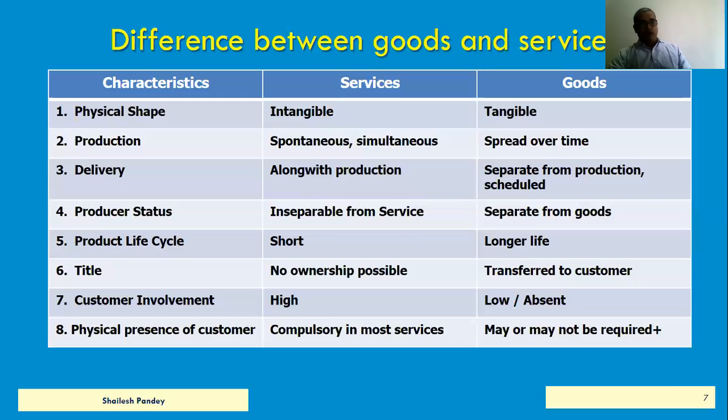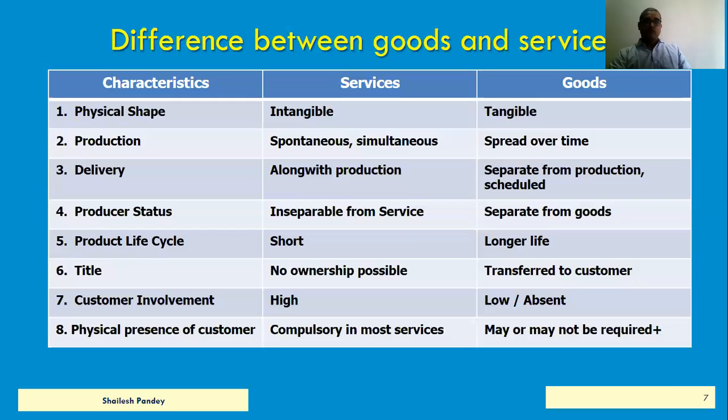Now the product life cycle. The services' product life cycle is very short. Whenever they are produced, they have to be consumed at the same time. You cannot claim a movie after the show is over. But in goods, the product life cycle is longer. A product produced today may be sold after 6 months, and you can use it for a longer time.